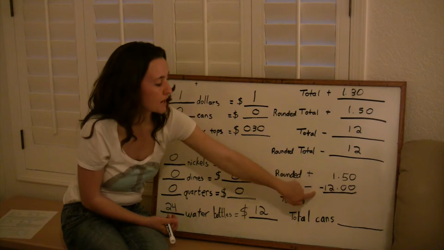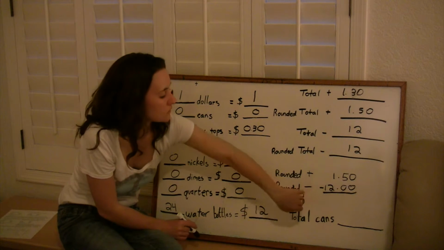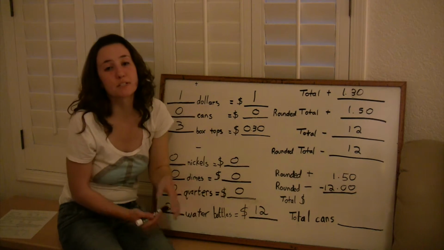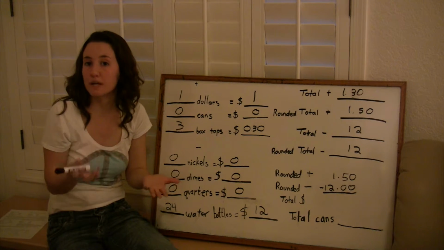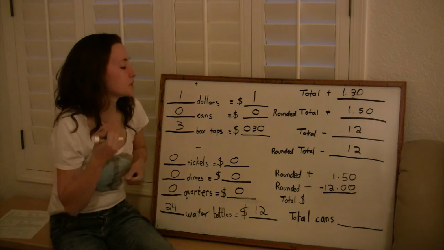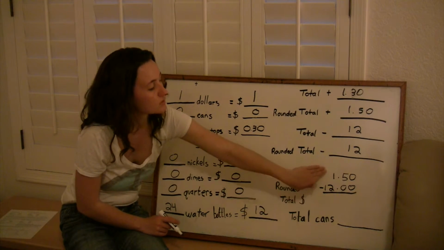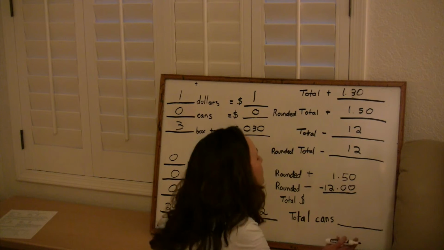And then we're going to subtract. But as you can see, the negative number is higher than the positive number. So that means that our overall total is going to be negative, since we have more negatives than positives. It also means that we need to switch the order when we're finding the difference, because we can't take 12 from $1.50, but we can take $1.50 from 12.